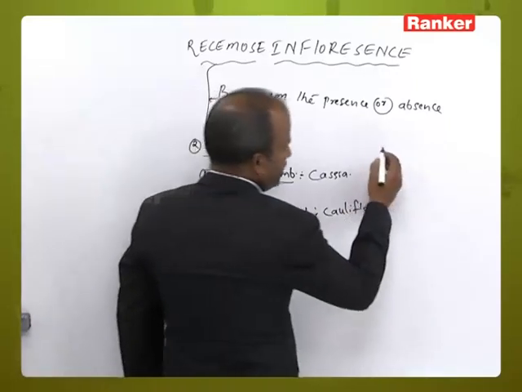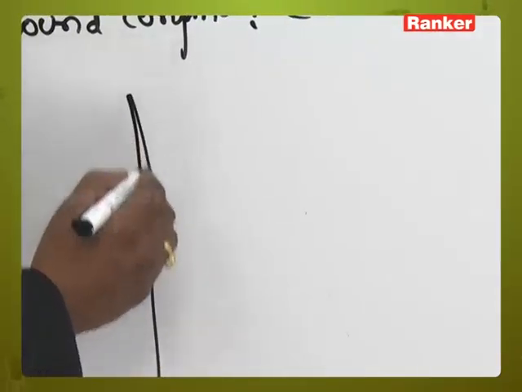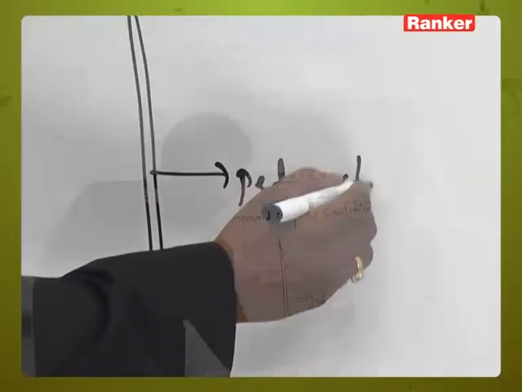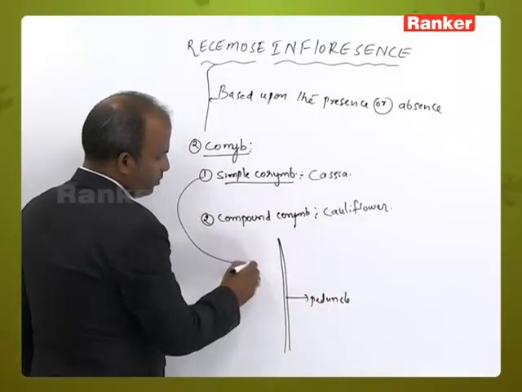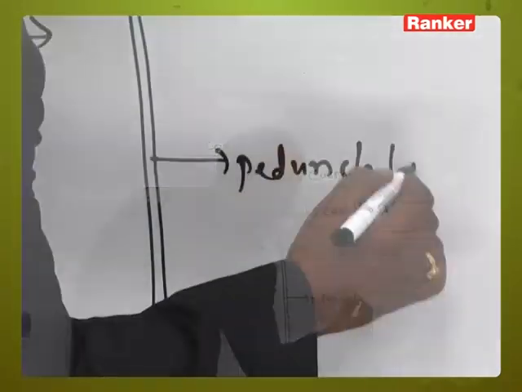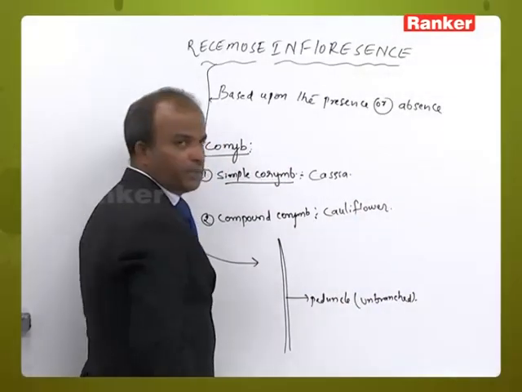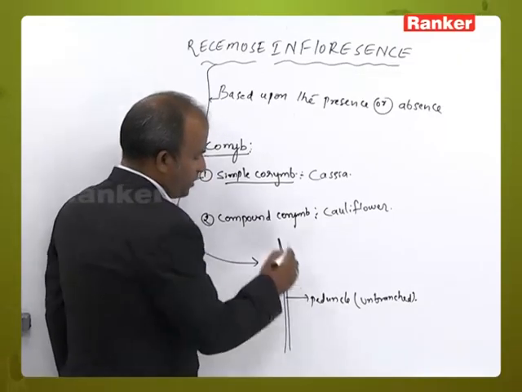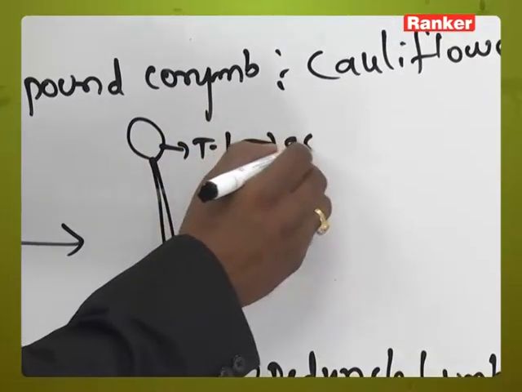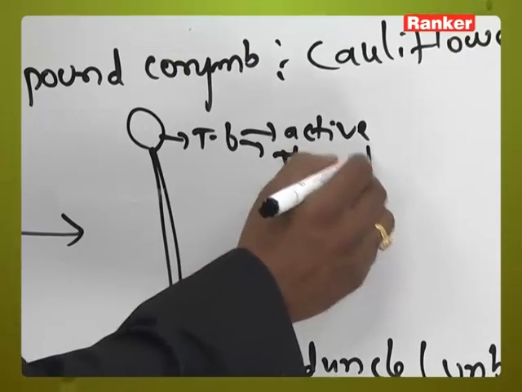When we are discussing this simple corymb, this is the simple corymb diagram. In this simple corymb, this is called the peduncle. As it is a simple corymb, whether the peduncle is branched or unbranched, here the peduncle is unbranched. And the terminal bud of the peduncle is active. That means it does not terminate into a flower.